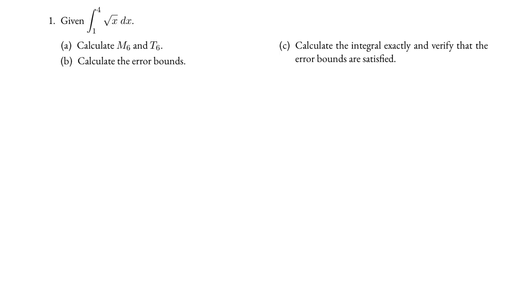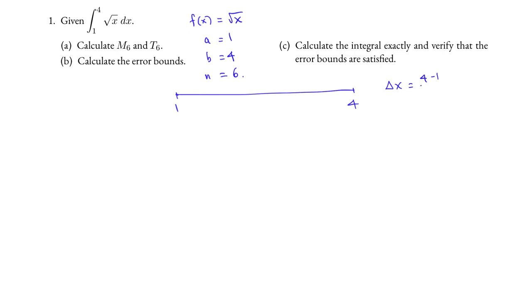Let's do an example. Given the integral from x equals 1 to 4 of the square root of x dx, calculate the midpoint using 6 subintervals and the trapezoid rule using 6 subintervals, then calculate any error bounds, and then calculate the integral exactly and verify that the error bounds are satisfied. It is best to draw a number of lines and obtain the x coordinates so that we can find the height in the midpoints and the trapezoidal rule.